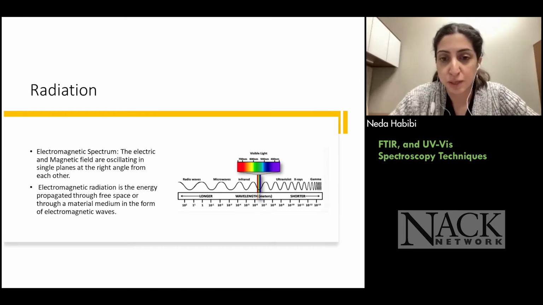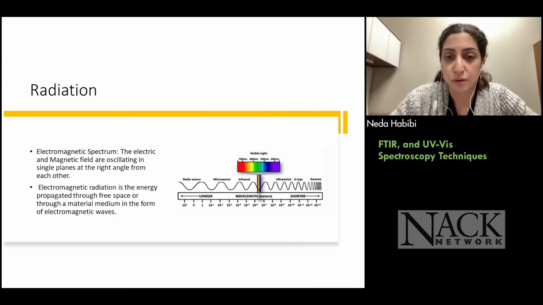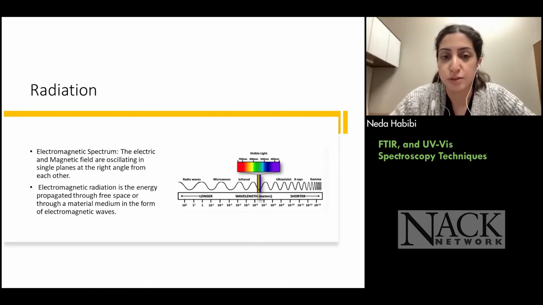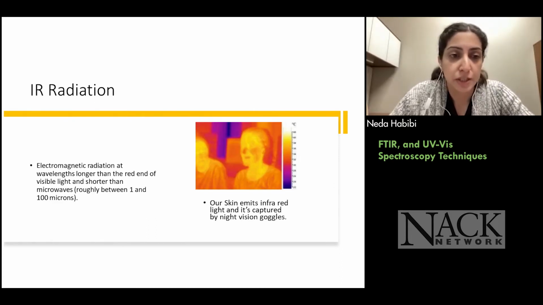As you can see in this picture, we have very short wavelengths, which are gamma, X-ray. As we go to longer, we have ultraviolet UV, and then we have the visible range. So the infrared is beyond the red visible range of our electromagnetic spectrum. As we go forward, we have, of course, longer wavelengths and less frequency. So the IR radiation is the wavelengths longer than the red end of the visible light and shorter than the microwave. So they are between the red and microwave region. Roughly between 1 to 100 microns is the wavelengths.